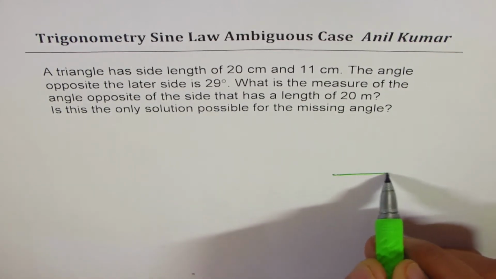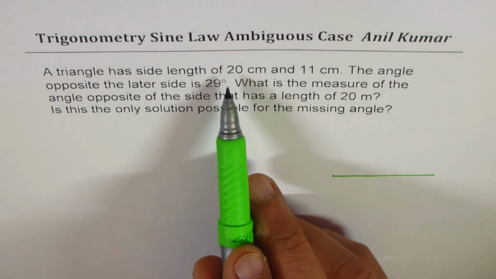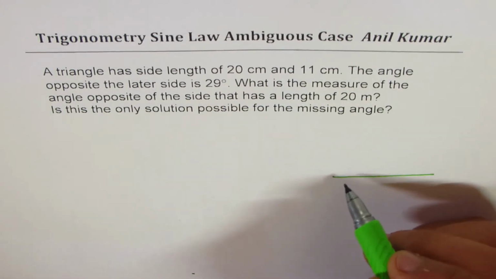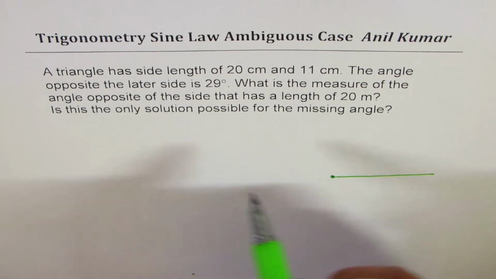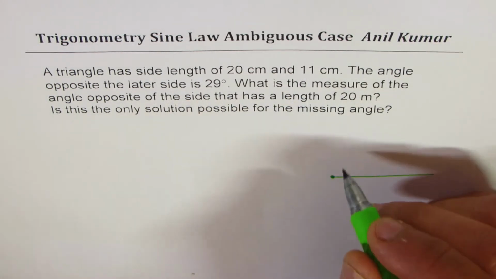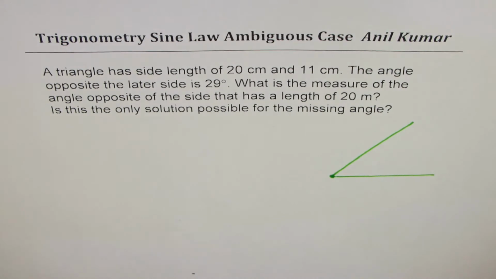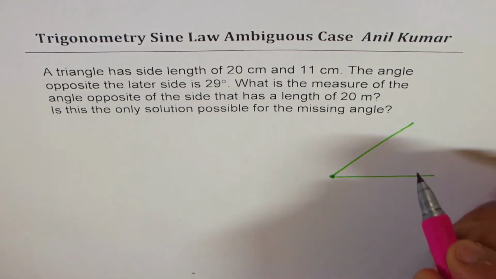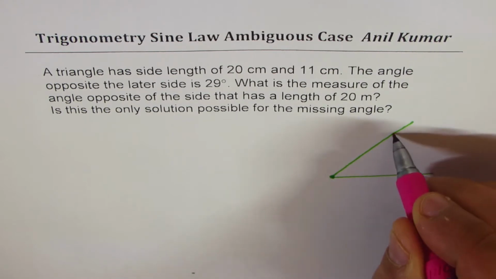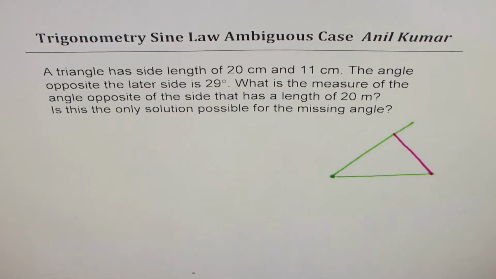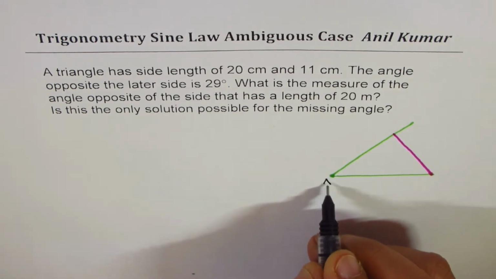Let me sketch this as the base. We have 20 centimeters and 11 centimeters. Let's say this is 29 degrees, opposite 11. And let's just join this point with an angle. So that becomes our triangle. We'll call this triangle ABC.